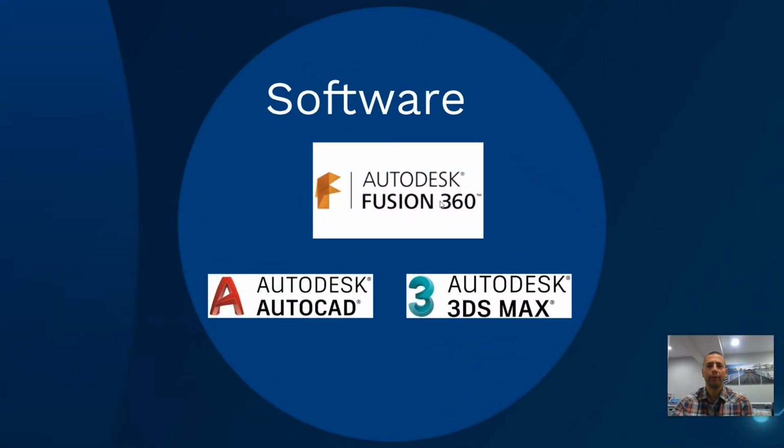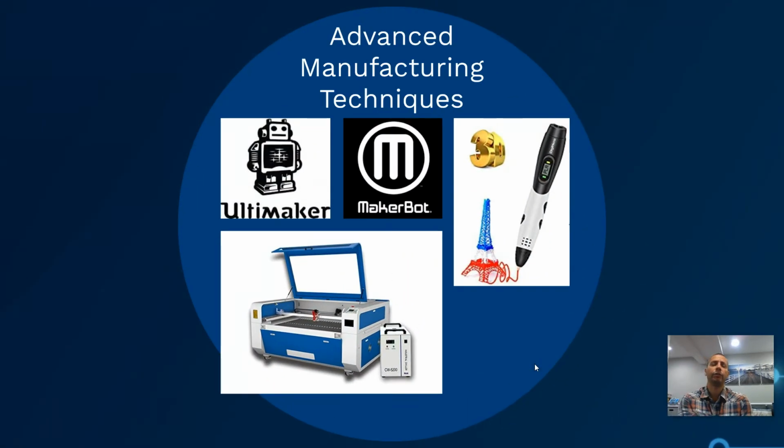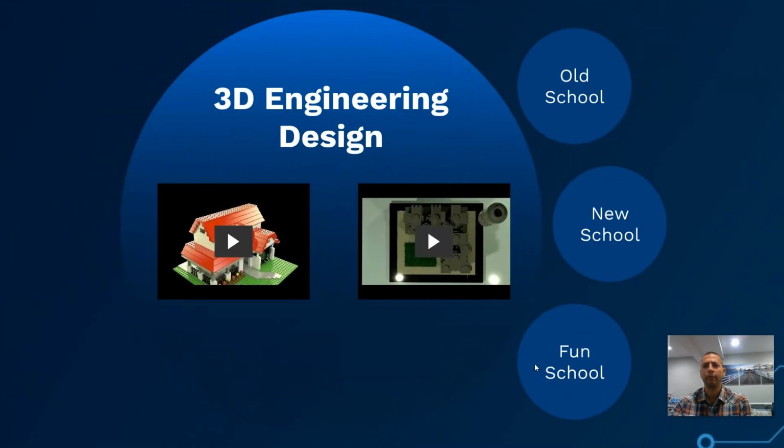Some of the new stuff that they will be using is animation software like 3D Studio Max, and we will revisit Autodesk Fusion and AutoCAD. By the way, all of this software is free for them to use. In 3D engineering, we'll also have a chance to use some 3D printing techniques and advanced manufacturing techniques such as laser cutters to fabricate ideas that we develop in AutoCAD and 360.